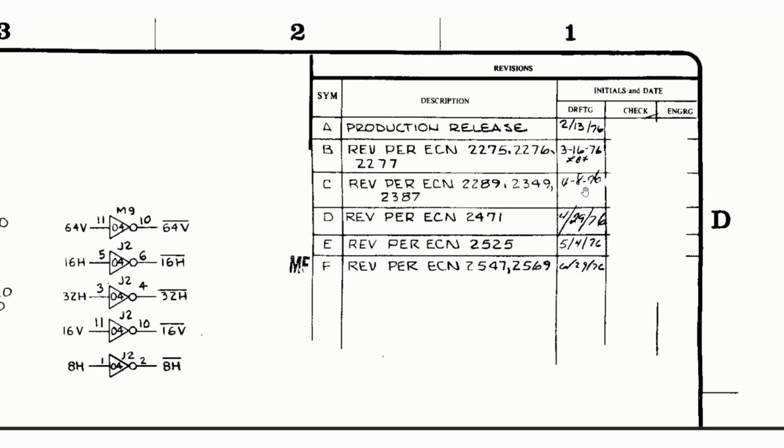Then 3 weeks later, revision C with another 3 engineering changes. 3 weeks later, revision D, 1 engineering change. 1 week later, revision E with 1 engineering change. And 2 months later, the final release that we see a lot of with 2 engineering changes.